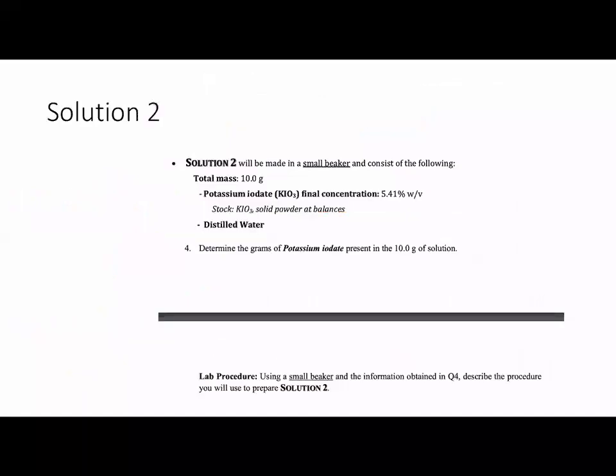Okay, solution 2, you have a small beaker available to you, and you have the potassium iodate and the balance. You also have distilled water that you can dispense into the beaker and weigh it out. I would recommend dispensing it very slowly so that you don't overshoot. But you know that the total mass of this solution needs to be 10 grams, so you need to have it on the balances as you're making it.